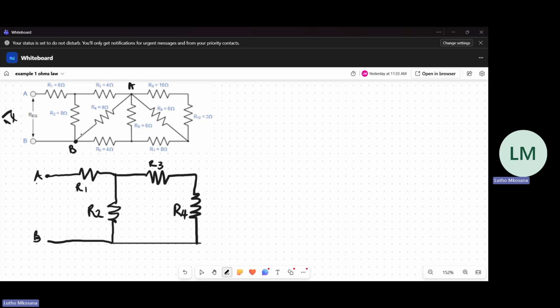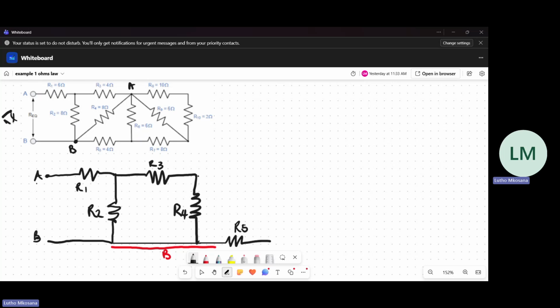And then we also have from that point R5. R5 is also connected here. This is R5. So from here to there is our point B. It's still the same circuit. So we're going to attempt to do the same thing at the top.